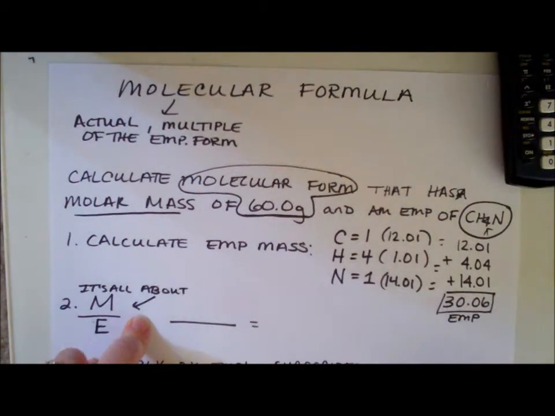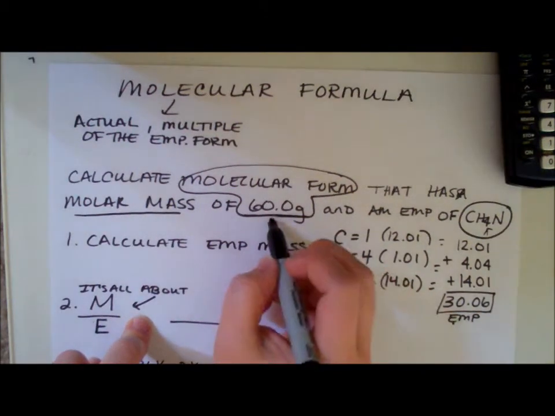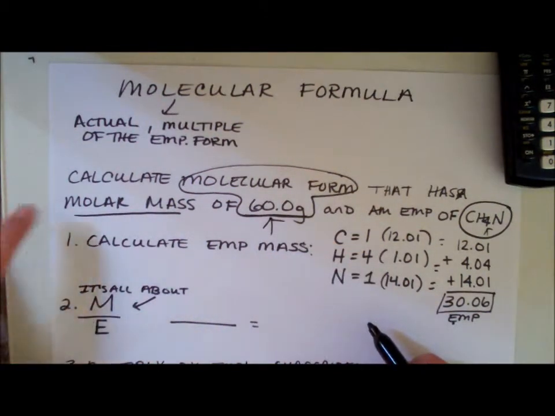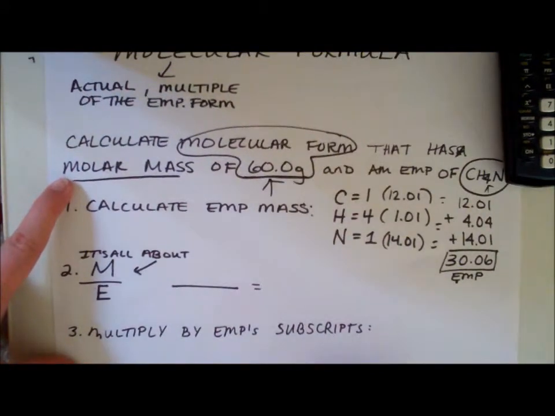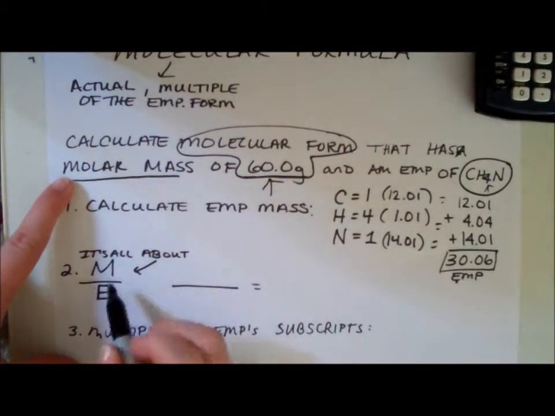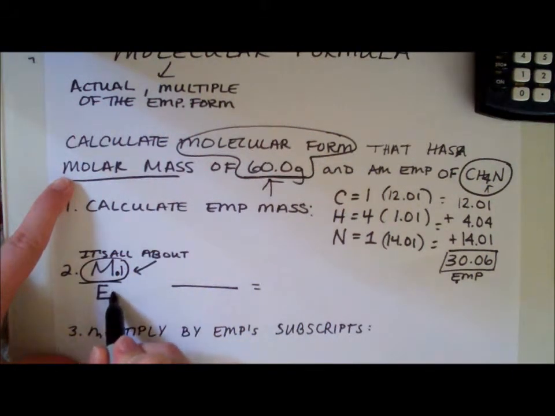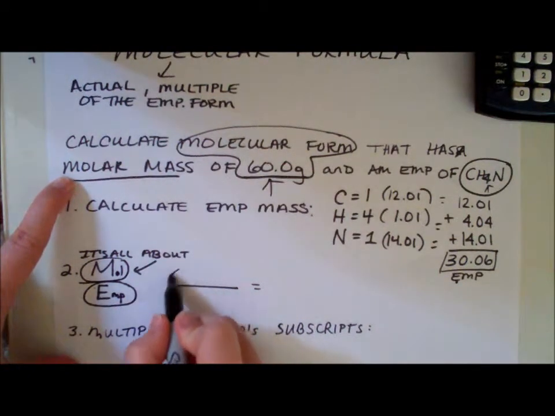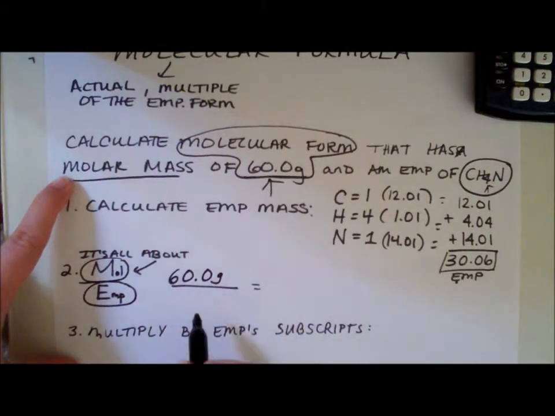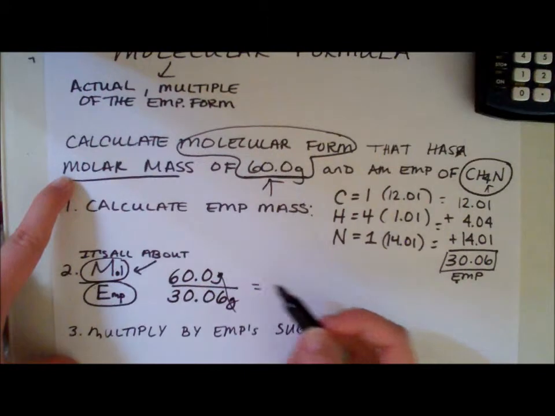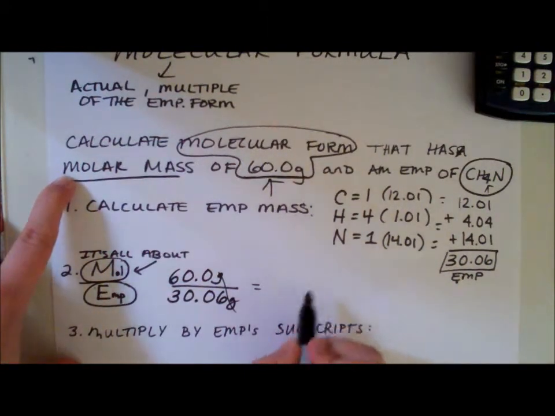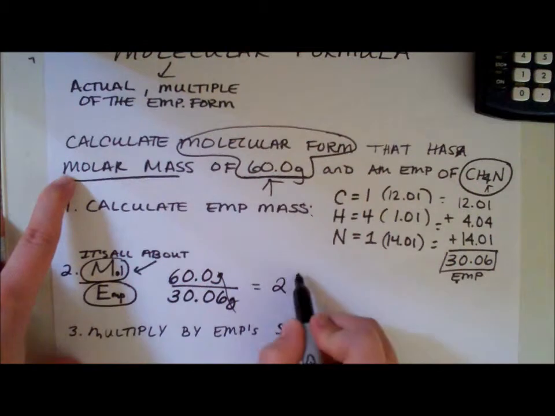Now, what we just calculated is the molar mass of our empirical formula. So it's important to denote that this is of my empirical, and my molar mass was given to me in the problem. Now, you've heard the popular phrase, it's all about me. That comes in with our molecular. It means that it's always going to be your molecular over your empirical. So I like to remember that it's all about me. So our molecular given was 60.0 grams and our empirical was 30.06 grams. So our units are going to cancel out, and 60 divided by 30 is going to be 2.